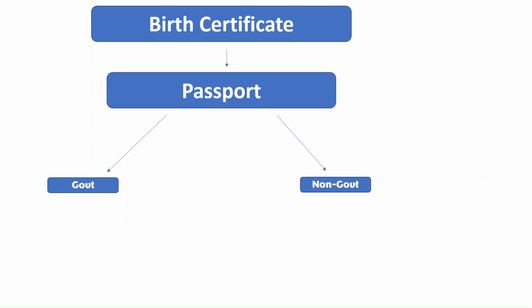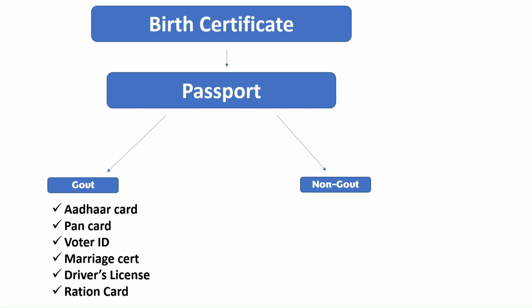Now, what are some of the documents where you should check that your name and date of birth are correct? I'm talking about the documents which are issued by the government of India: your Aadhaar card, PAN card, voter ID, marriage certificate, driver's license, and ration card. Make sure your name and date of birth match on all these documents and are as per the birth certificate or the passport.